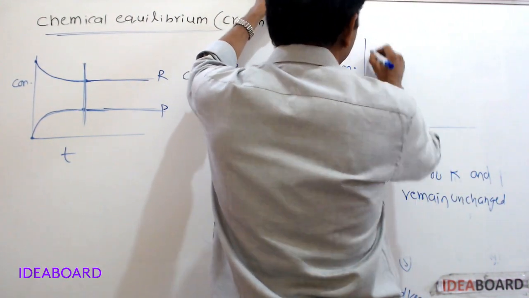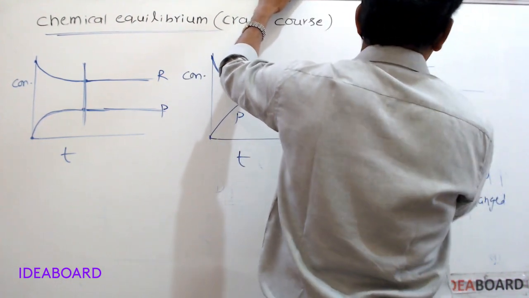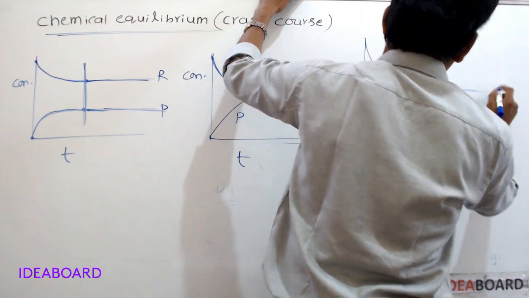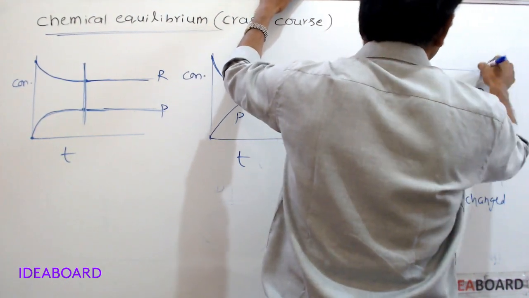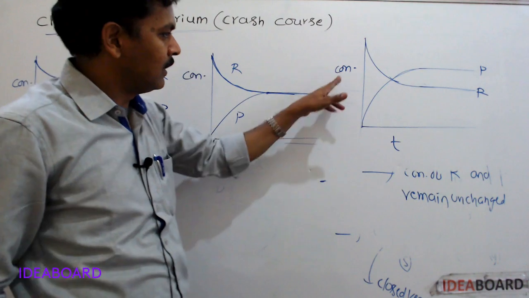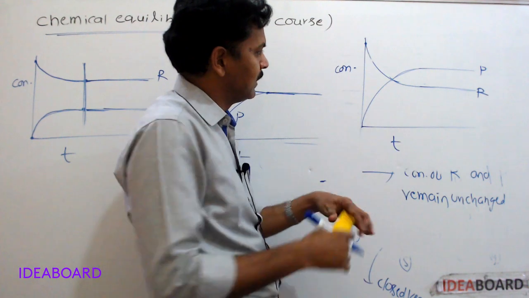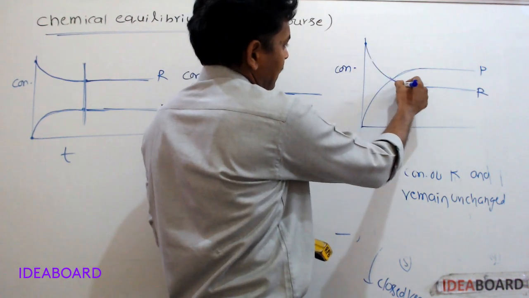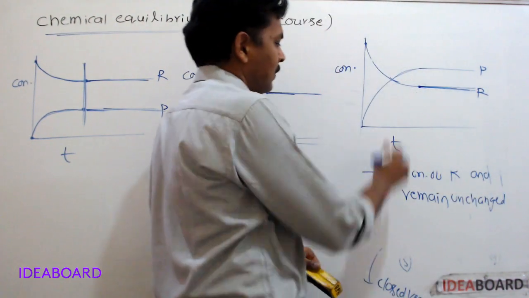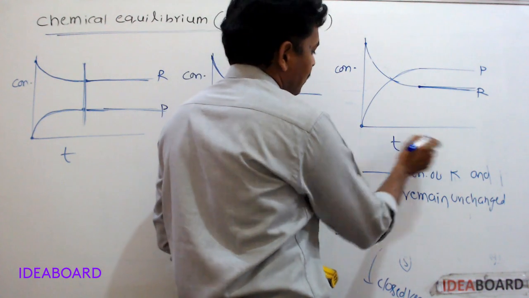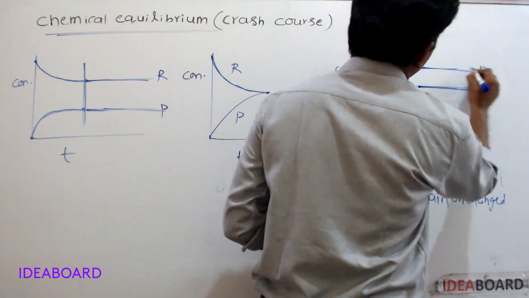Concentration versus time again. So this is for reactants, this is for products. Initially, the concentration of reactants is maximum. As time proceeds, the concentration of reactant decreases. Till here it decreases. After reaching this point, no change. For products, initially 0. As time proceeds, the concentration of products increases. Till here it increases. After reaching this point, no change.